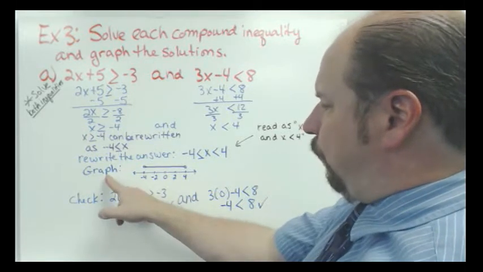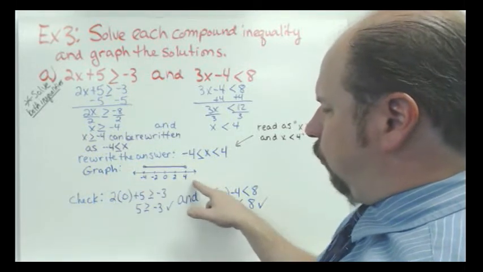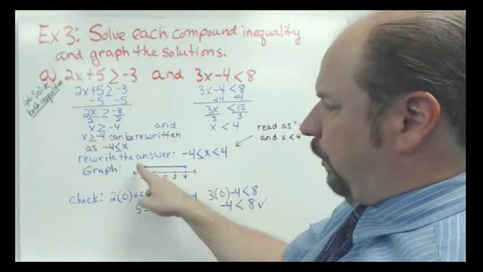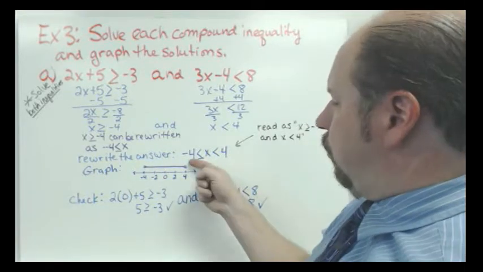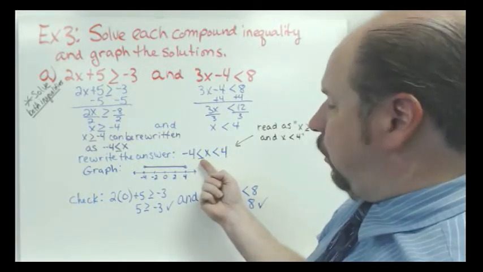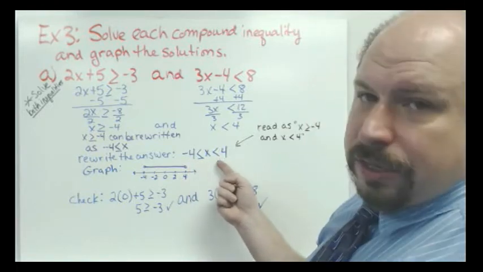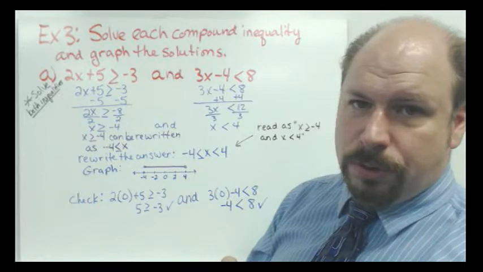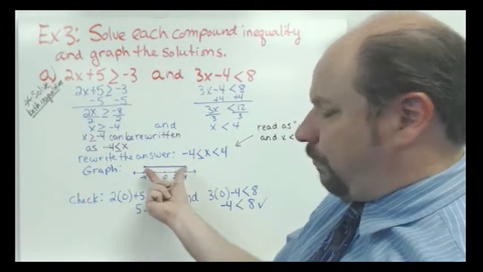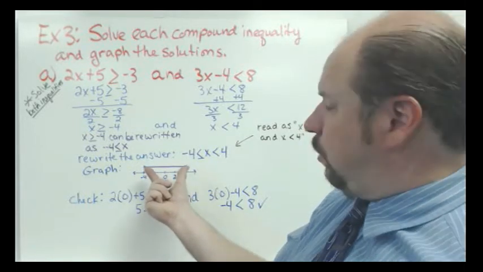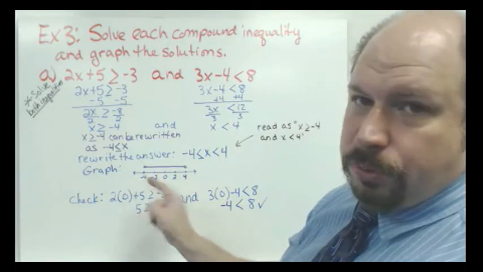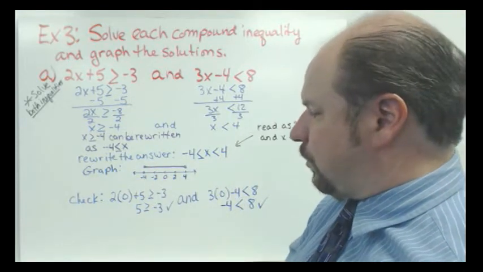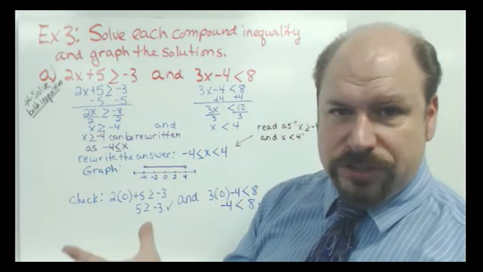Okay, so to graph our solution, we have our number line. Remember, we need a closed dot because we have equal to here, and an open dot because it's strictly less than here, and then connect the two. So our solution is all of these numbers in between -4 and 4, and of course we're including -4 because it's a closed dot. So again, let's check our answer.